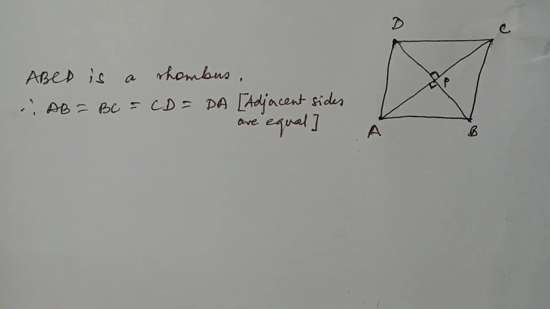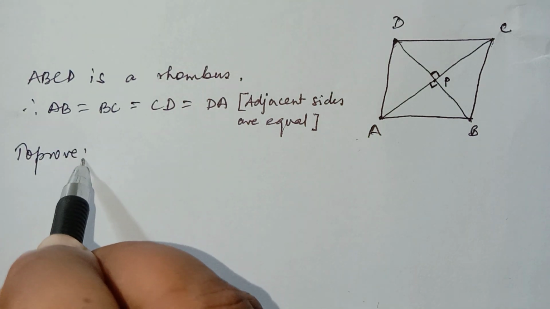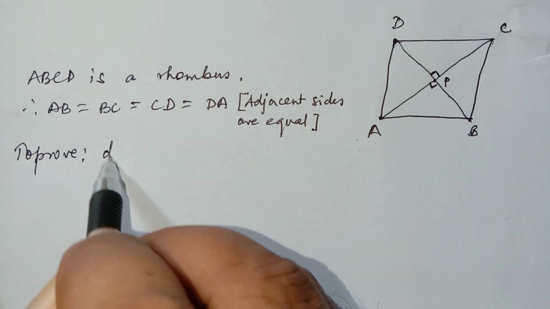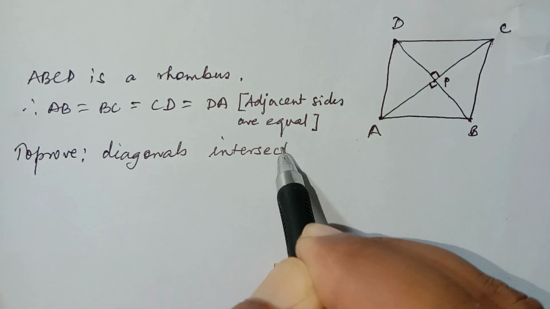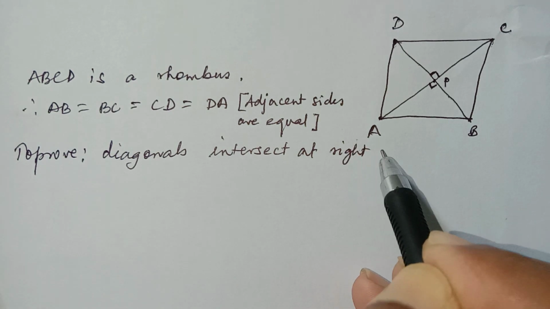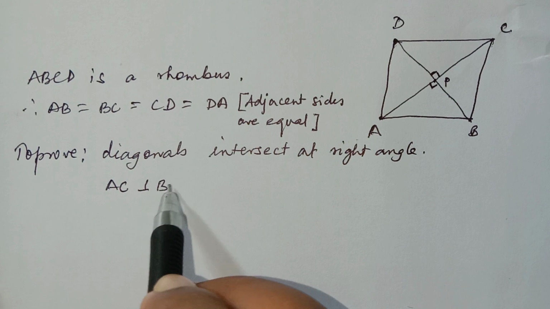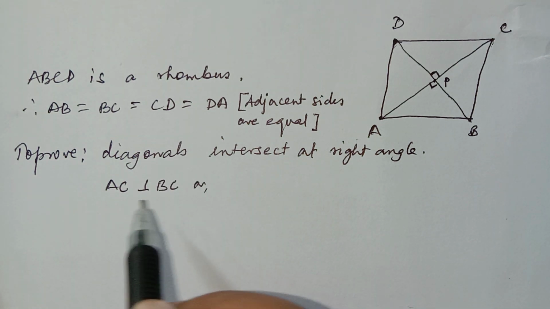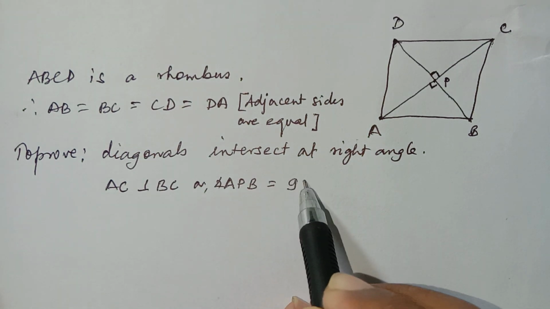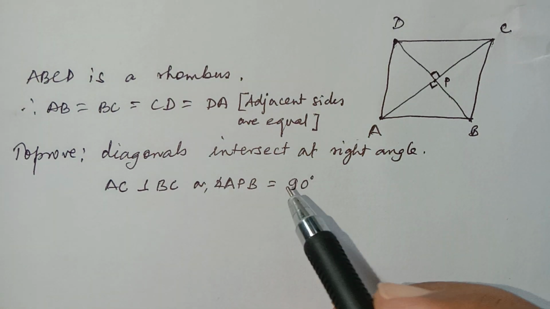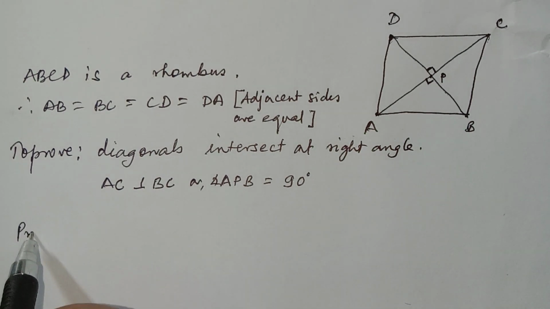Next, we have to prove that the diagonals intersect at right angle. It means we have to prove that AC is perpendicular to BD, or that angle APB is 90 degrees. Now let's see the proof.